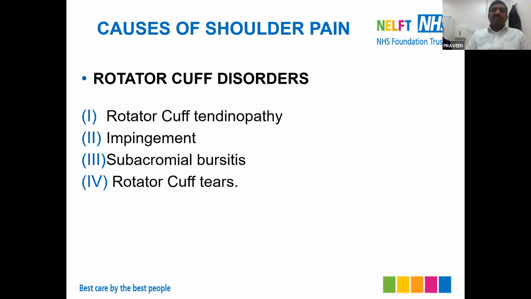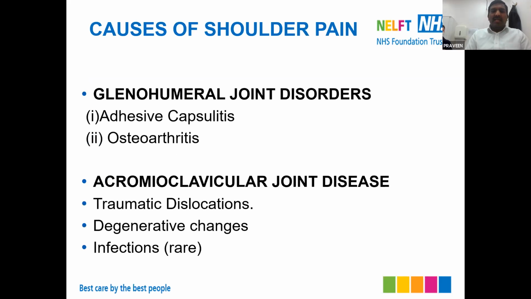Now, when it comes to rotator cuff disorders, there are 4 conditions I've classified within rotator cuff disorders. One is cuff tendinopathy, one is impingement, one is subacromial bursitis, and the last one is rotator cuff tears. Looking at the glenohumeral joint, the most commonly seen conditions are adhesive capsulitis and osteoarthritis of the shoulder. When it comes to the acromioclavicular joint, you have traumatic dislocations, degenerative changes, and infections, although these are quite rare.